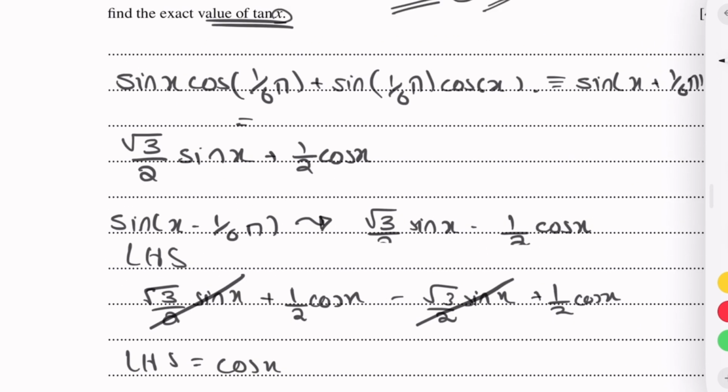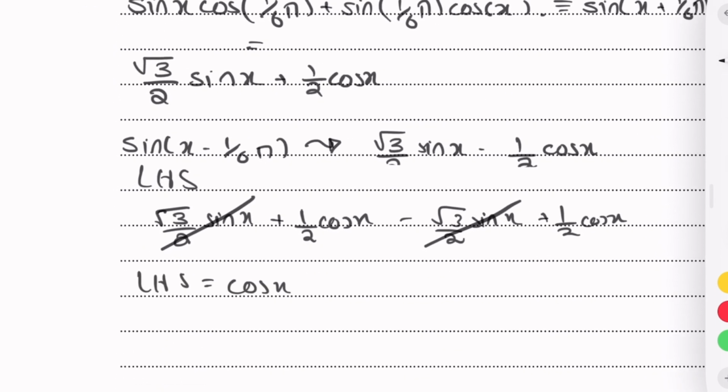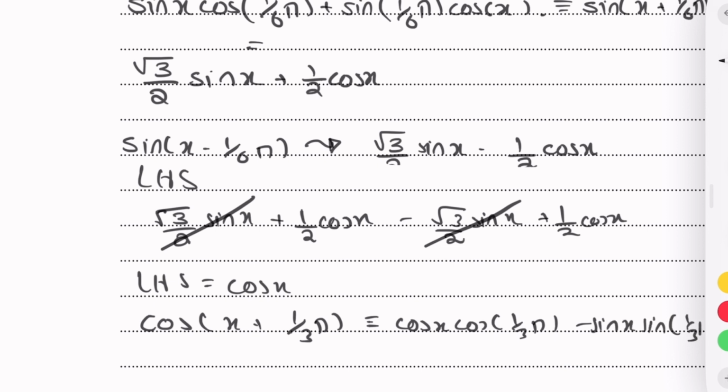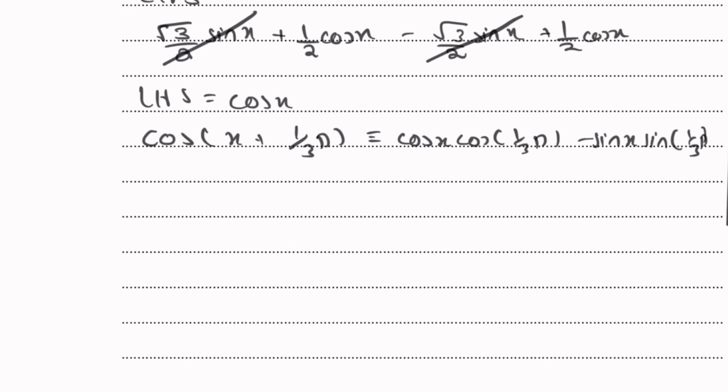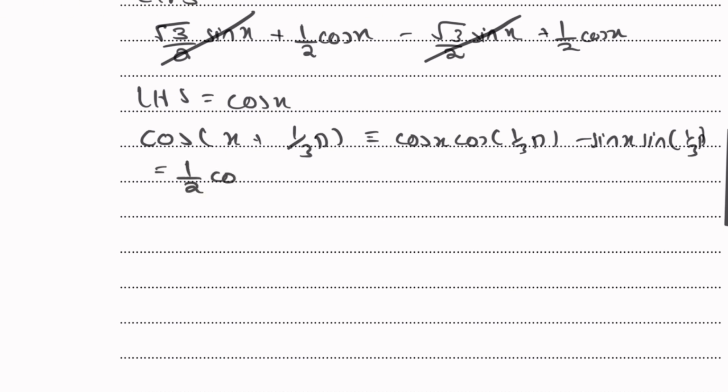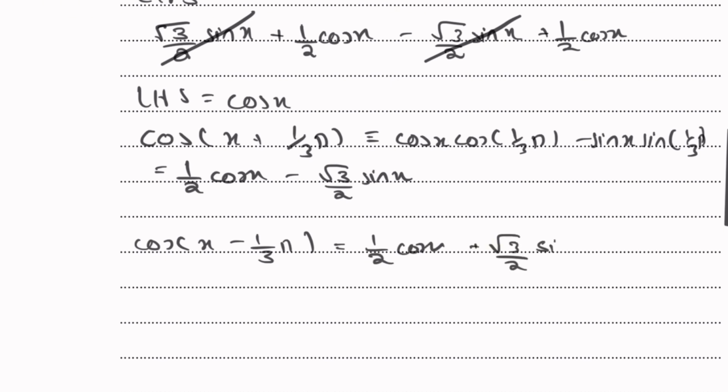Now in regards to the right-hand side, we want to get first cosine of (x + 1/3 pi). Cosine of (x + 1/3 pi) has the identity cosine x cosine 1/3 pi minus sine x sine 1/3 pi. And this is equal to 1/2 cosine x minus root 3 over 2 sine x. Now for the opposite one, it's just reversing the sign. So it's 1/2 cosine x plus root 3 over 2 sine x.